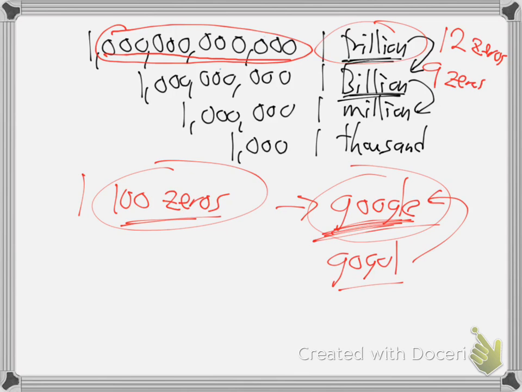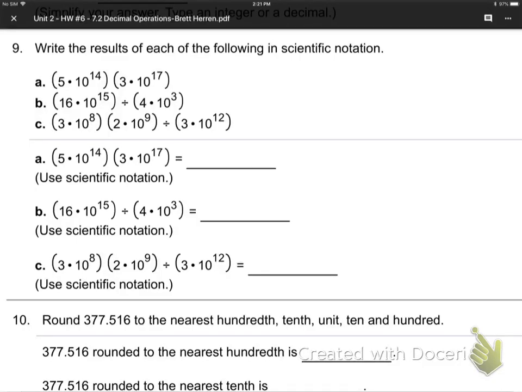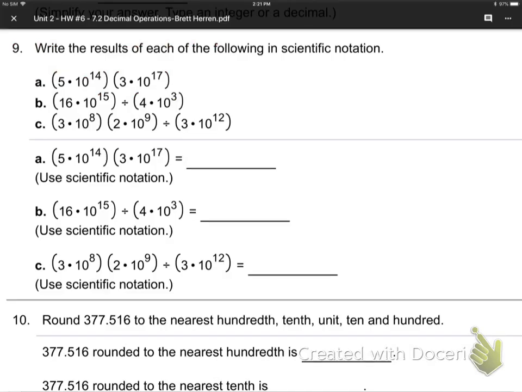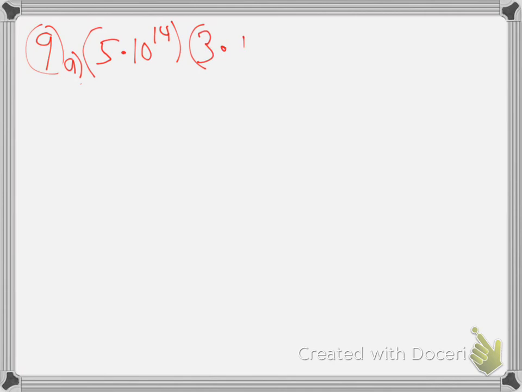It's just here, 5 times 10 to the 14th. Okay, yeah. So number 9. Let me write it a little bigger for you. So 5 times 10 to the 14th, 3 times 10 to the 17th. Okay. So this is part A: 5 times 10 to the 14th times 3 times 10 to the 17th.